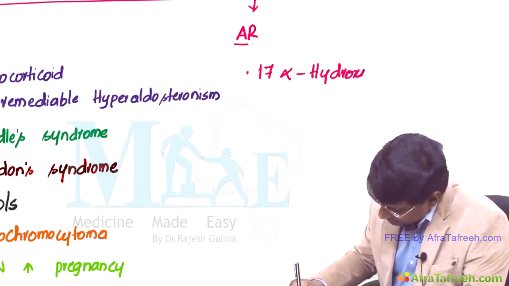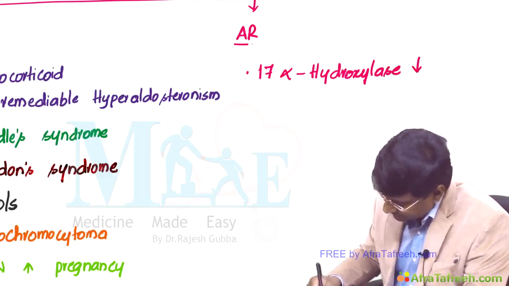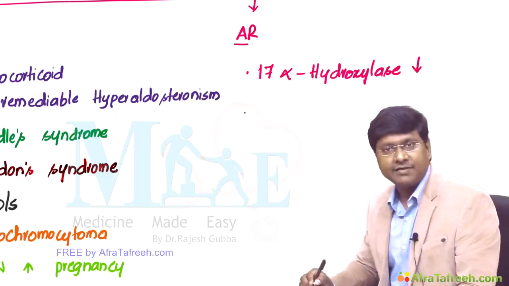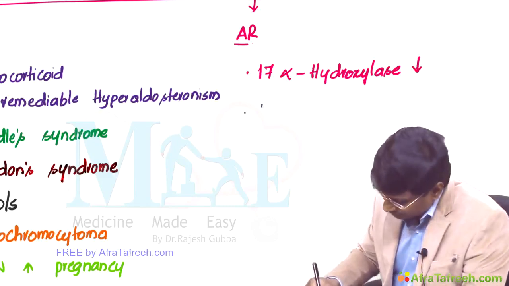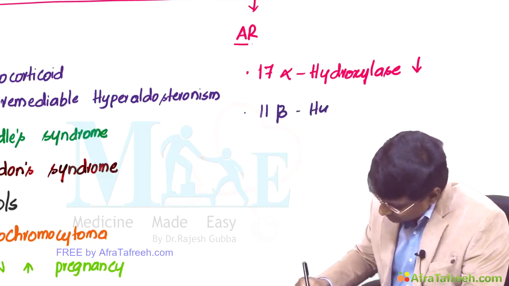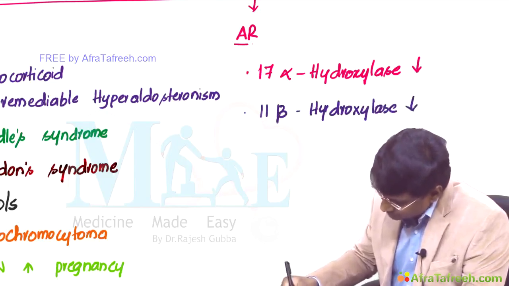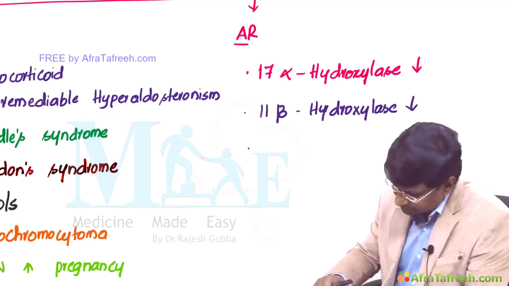This 17-alpha hydroxylase deficiency is one of the autosomal recessive pathologies which is associated with the development of hypertension. Next to the 17-alpha hydroxylase deficiency, we have 11-beta hydroxylase deficiency. 11-beta hydroxylase deficiency is an autosomal recessive form which is associated with the development of hypertension.